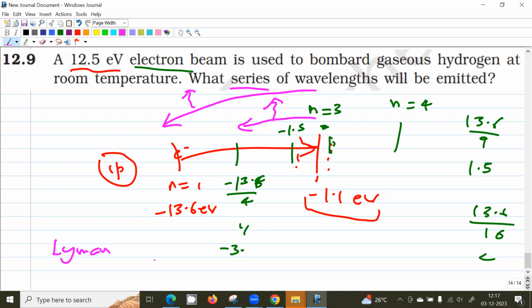Only not the full series is possible, only the first two lines of the series. Okay, I made a mistake here. One jump is from n equal to 3 to the final state, because the ground state is the final stable state. So the jump has to end in this final state. One more complication is there. It does not go to n equal to 4. It is n equal to 3.